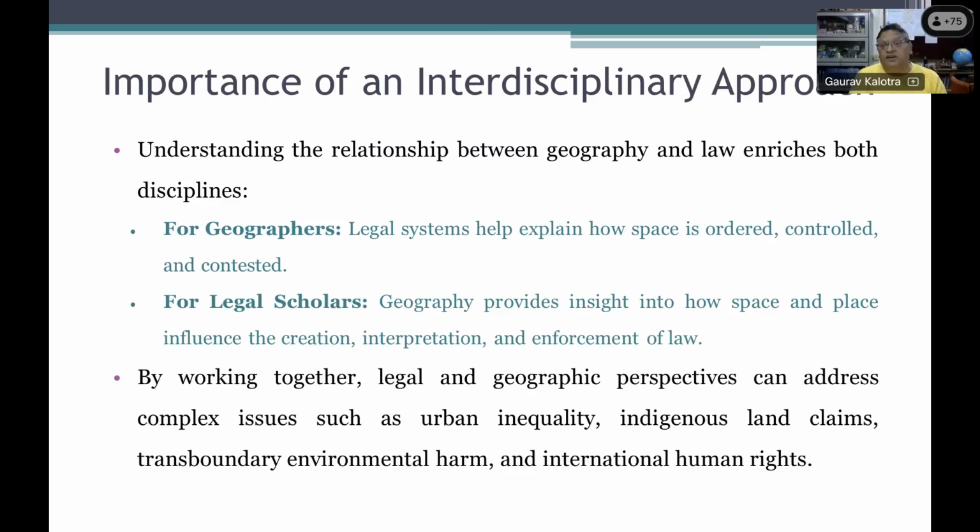Now, the importance of an interdisciplinary approach. Understanding the relationship between geography and law enriches both disciplines. For geographers, legal systems help explain how space is ordered, controlled, and contested. For legal scholars, geography provides insight into how space and place influence the creation, interpretation, and enforcement of law. By working together, legal and geographic perspectives can address complex issues such as urban inequality, indigenous land claims, transboundary environmental harm, and international human rights.